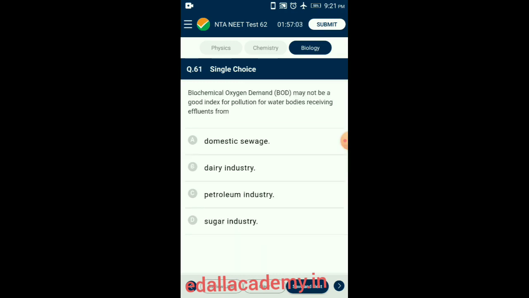Question number 61. Biochemical oxygen demand may not be a good index for pollution for water bodies receiving effluents from. Biochemical oxygen demand, commonly called BOD, is not a good index for pollution for water bodies receiving effluents from the petroleum industry as the generated waste is mostly non-biodegradable in nature. So the correct option is option C, petroleum industry.